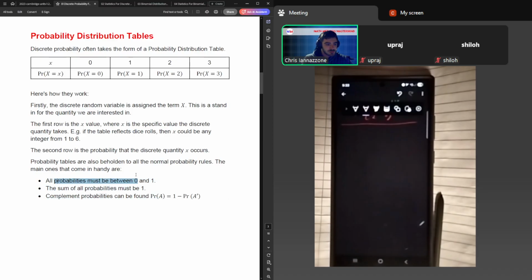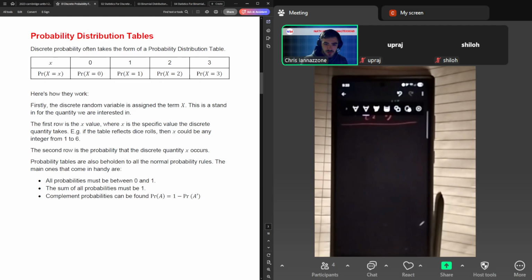There's a few others, namely that all probabilities still have to be between 0 and 1, and the sum of all probabilities in the scenario has to equal 1. So everything in this table has to add up to 1. And lastly, you'll find that complement probabilities are a pretty potent way of handling this kind of thing. Because sometimes you'll be asked to figure out the probability that x is greater than or equal to 1, whereas it's much easier to just find x equals 0 and then do 1 minus x equals 0. Because then you have to only solve 1 probability rather than 3. Any questions so far?